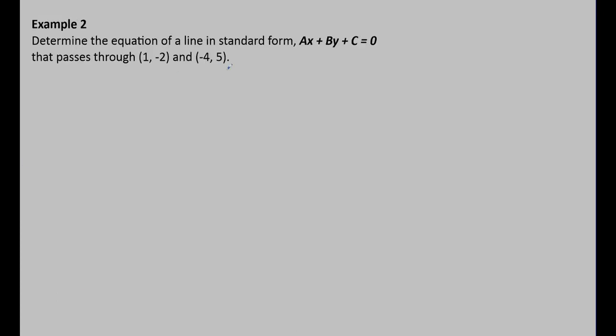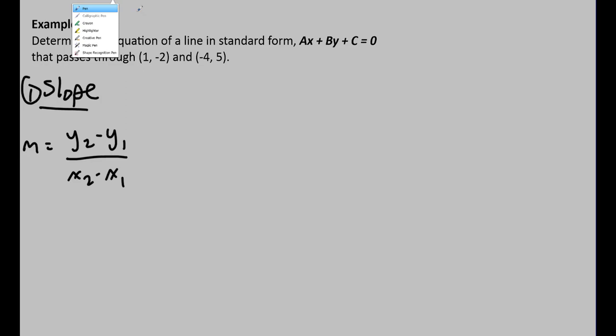Again, feel free to pause and try to do things yourself if you like to, but I'm going to move on. So determine the equation of a line in standard form that passes through these two points. So again, I don't have slope, so the first step is calculate slope. The slope equation: y2 minus y1 over x2 minus x1. I should have labeled it, my bad. Let's make this one x1, y1, and this one x2, y2. Again, it does not matter, as long as you're substituting it in correctly, it's fine.